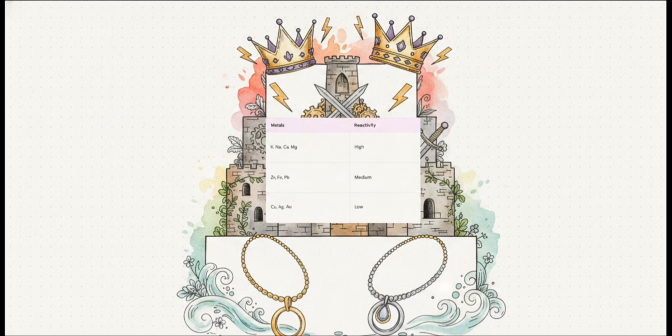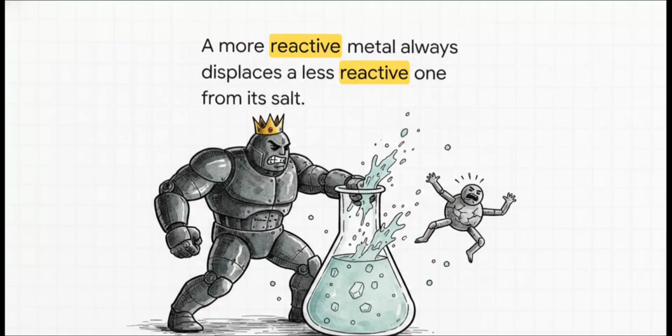That's exactly why we use them for jewelry. They just don't corrode or react easily. Knowing exactly who sits above whom on this list is non-negotiable. And why is that list so important? Because of the displacement rule. Simply put, a more reactive metal will always displace a less reactive metal from its salt solution.